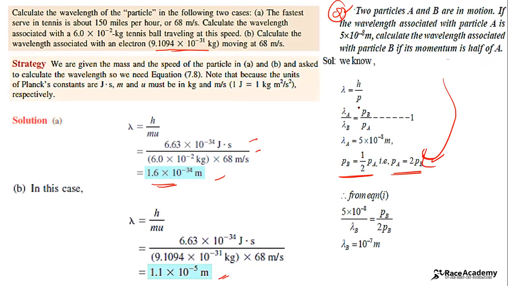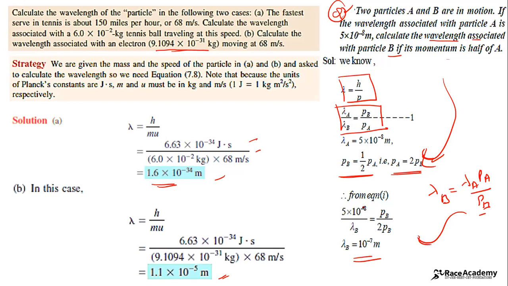So from that, the formula lambda is equal to h by p is applied for the two conditions. The two conditions are given, lambda A by lambda B. The final aim is to calculate the wavelength associated with the particle B only. So lambda B we have to calculate. So from this, what is lambda B? Lambda B is equal to lambda A into PA by PB. So that is substituted and finally we got lambda B is 10 power minus 7 meters. This is the answer for this one.